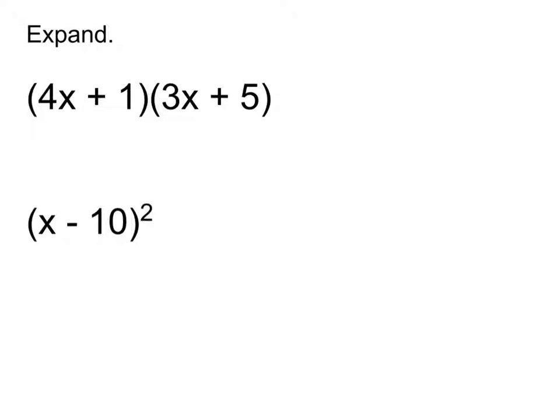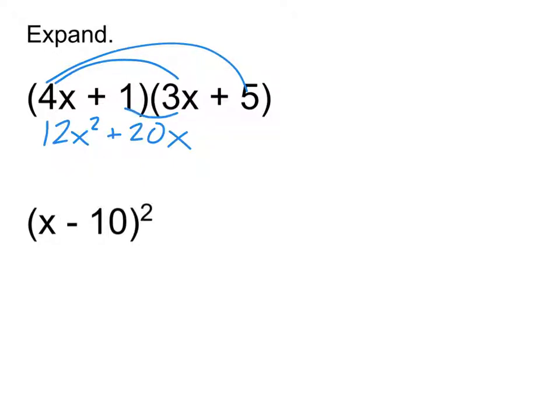All right, so for the first one, again, we approach it where we multiply everything in the first by everything in the second. So 4x times 3x gives me 12x squared. 4x times 5 gives me 20x. And then I do the 1 times both of those. So 1 times 3x gives me 3x. And 1 times 5 gives me 5.